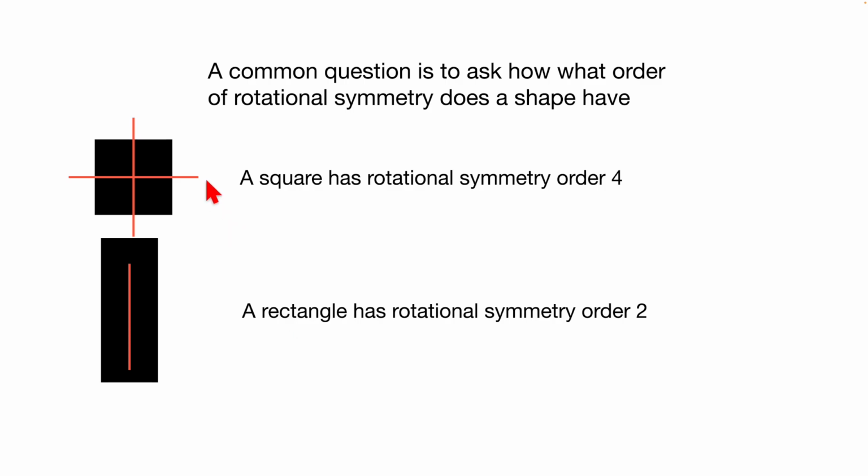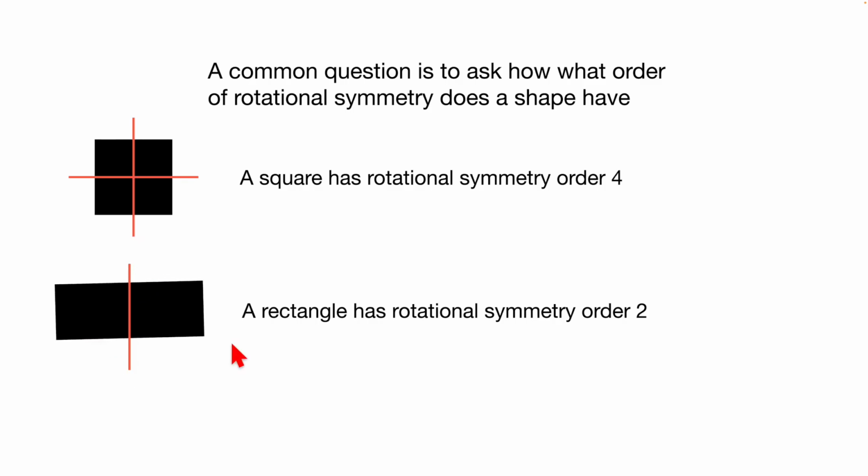So it's not just lines of symmetry, it's thinking about when it becomes the same shape again as you rotate it. If it's every 90 degrees, you've got 4. If it's every 180 degrees, with this one, then it's only 2.